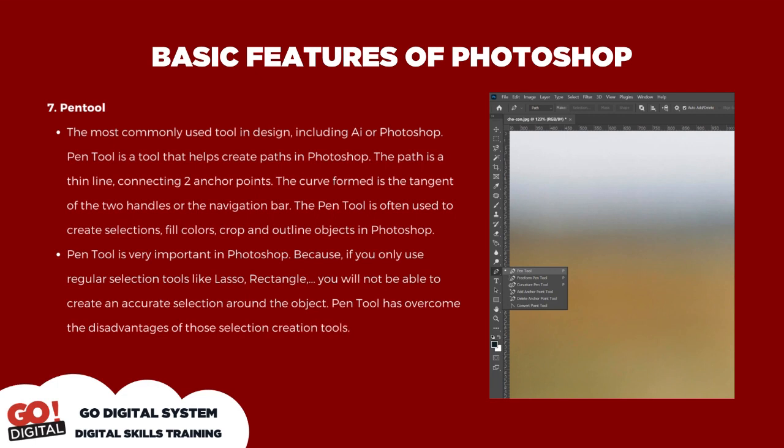Pen tool is very important in Photoshop. Because if you only use regular selection tools like lasso or rectangle, you will not be able to create an accurate selection around the object. Pen tool has overcome the disadvantages of those selection creation tools.